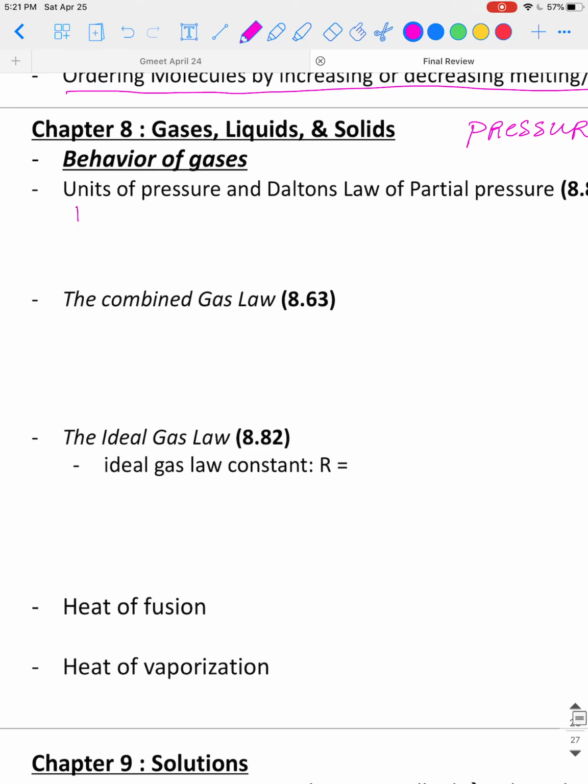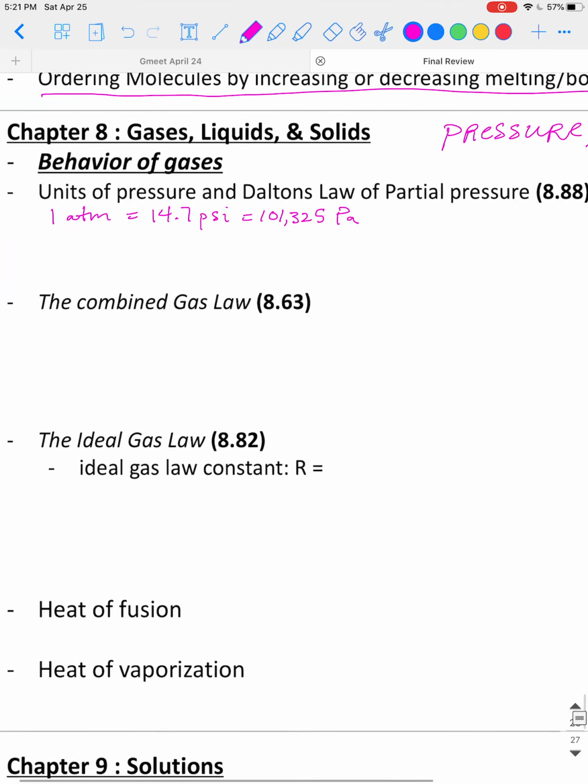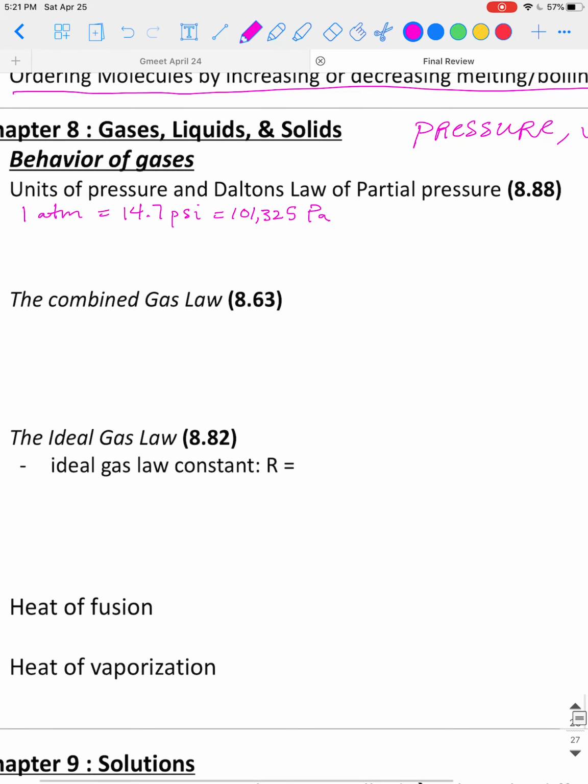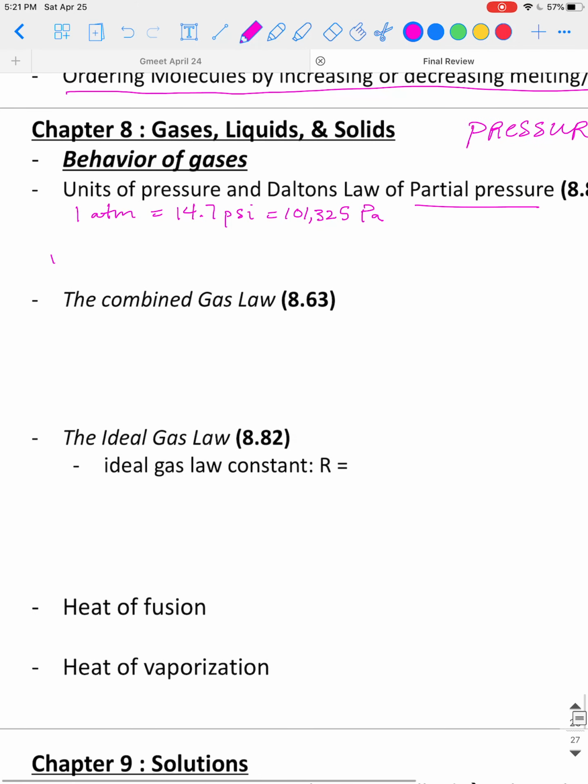There were several different units of pressure that we introduced, and here's the ones you need to know for the final. You need to know that 1 atm equals 14.7 psi, which equals 101,325 pascals. So know those three units.